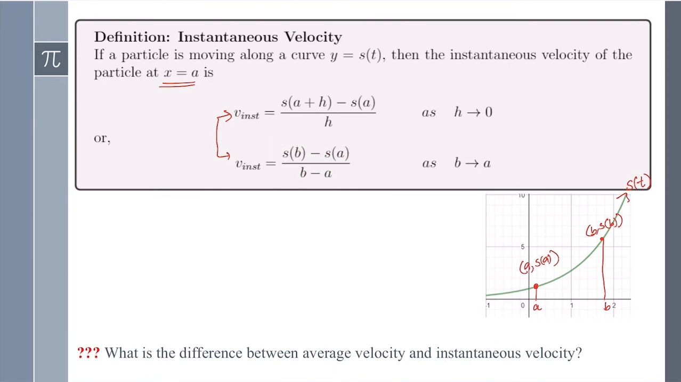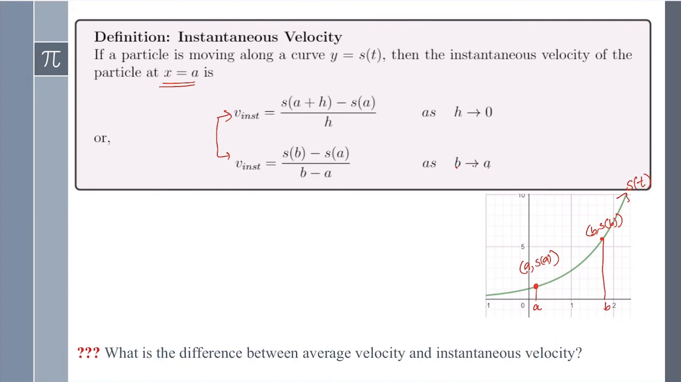The only difference here is we are saying instantaneous velocity is the same as the average velocity, but we are taking b very close to a. That means b approaches a, or b is very, very close to a. The distance between a and b is very, very small. So when we do that, it still is an average velocity, but when we move that point very, very close to a, that gives us the instantaneous velocity at a.